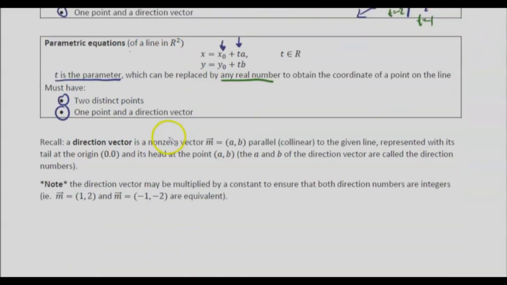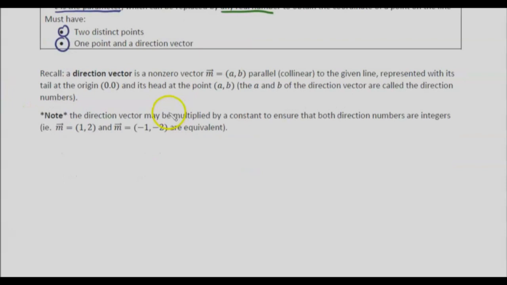Okay, so let's just do a recall. A direction vector is a non-zero vector. So a direction vector is going to be in the form vector m. Again, think slope. Vector m = a, b. Vector m is going to tell us what direction it's going in, where it's going. A direction vector is parallel or collinear to the given line, represented with its tail at the origin, 0, 0, and its head at the point a comma b. The a and b of the direction vector are also called the direction numbers. I personally don't use that often, but you may see it.